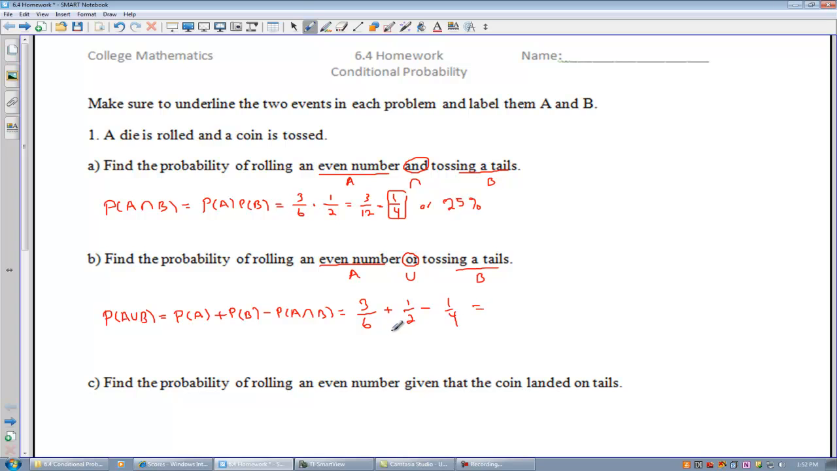And so to figure out this, we need to find a common denominator. 12 goes into all of these, so we multiply here top and bottom by 2, so we get 6 over 12. Plus, here we can multiply top and bottom by 6, so we get 6 over 12 here too. Right, so these are actually the same thing, huh? Well, that's okay. Multiply top and bottom by 3 here, and you get 3 over 12. And so what we have is 6 plus 6, which is 12, minus 3, which is 9 over 12, which can be simplified to 3/4. And so our answer is 3/4, or we can write 75% of the time here. All right, so 3/4 of the time, I'll either roll an even number or I'll toss a tails.